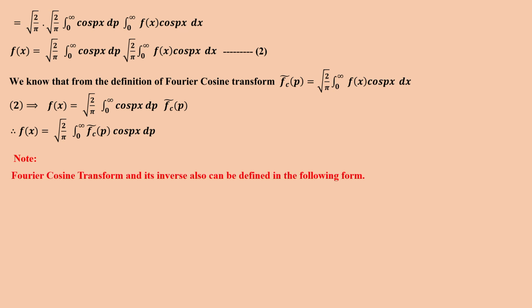Now the Fourier cosine transform and its inverse can also be defined in the following form. In some other books they use this notation: F_c bar of p is equal to integral 0 to infinity f(x) cos px dx, and f(x) is equal to 2 by pi integral 0 to infinity F_c bar of p cos px dp.